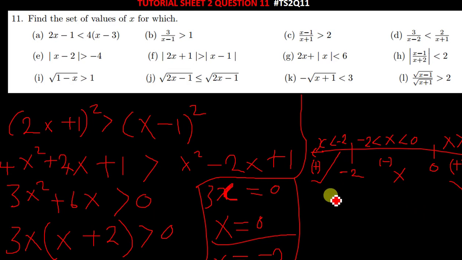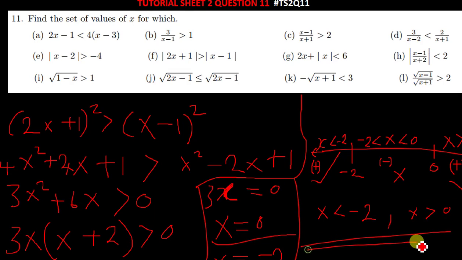So our range of values of x will now just be x being less than -2 and x being greater than 0. So when you test these in that expression, you get your answer correct. So these are the right ranges of values of x. These are the sets of values of x that we need for this condition in the question to be true.